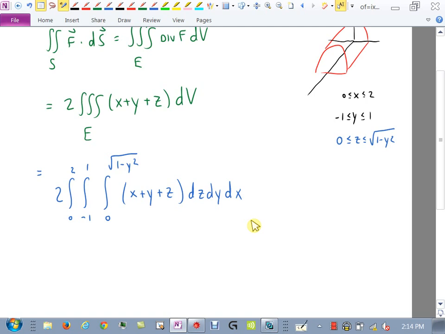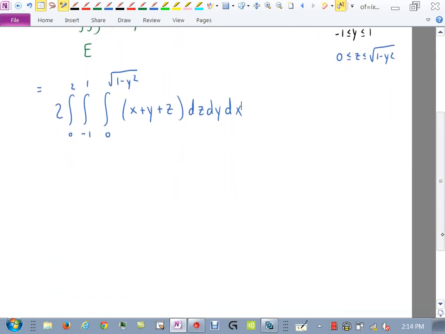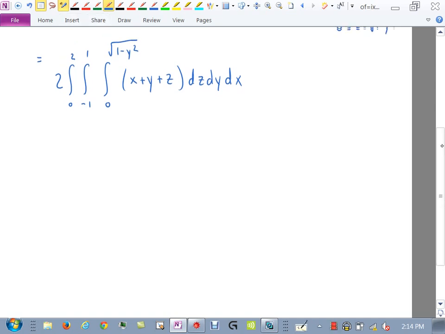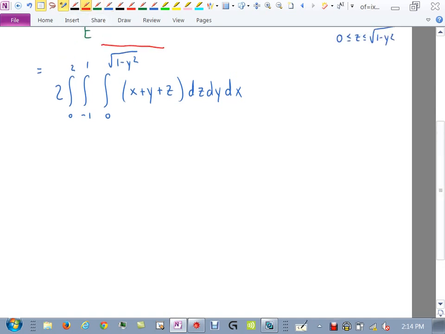All right, antiderivative with respect to z. So how about we do this? Just to save ourselves from writing a bunch of stuff, let's just work with this part, and we'll plug it back in later. The antiderivative of that is xz plus yz plus 1/2 z squared. I'm evaluating from z is 0 to z is square root of 1 minus y squared, right?